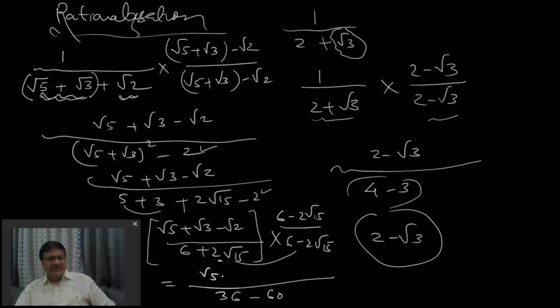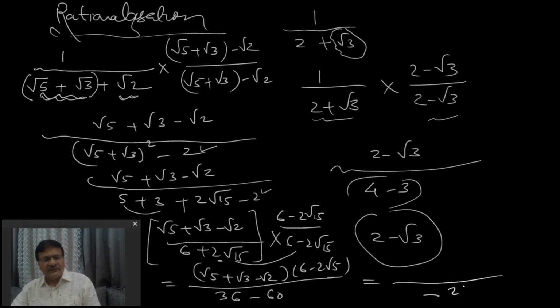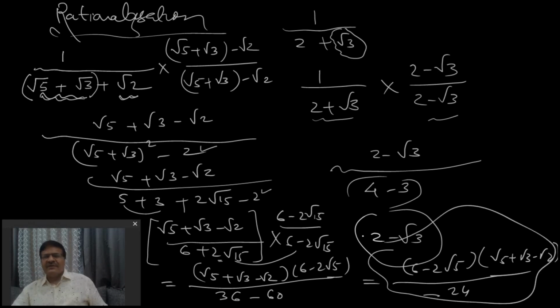Now root 5 plus root 3 minus root 2 multiplied by 6 minus 2 root 15 divided by 36 minus 60. So what is that? That is minus 24. And what do I get in the numerator? 6 minus 2 root 15 in one bracket, and in the second bracket root 5 plus root 3 minus root 2. So this is the answer. You can simplify further if required, according to whatever you want in your options.